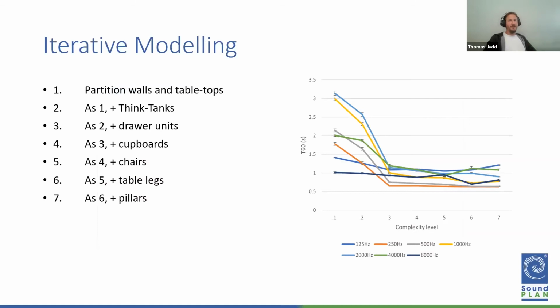So I started off with just the bare room, then I added the think tanks, those little cubicles you go to when you want some peace and quiet, then the drawer units, the cupboards, the chairs, the table legs, and finally the pillars, each level adding on the previous. And of course, what you see is in the first 2 changes, quite a lot of change to the reverberation times for the various frequencies does indeed occur. But after I hit level 3, not very much happens.